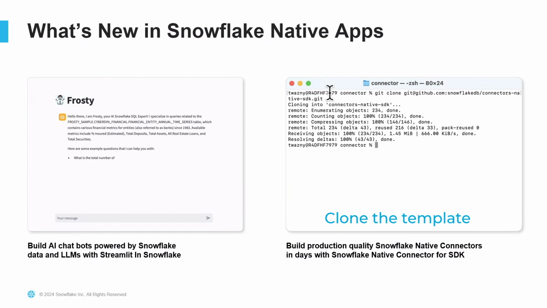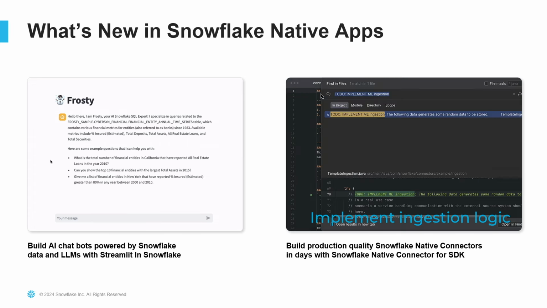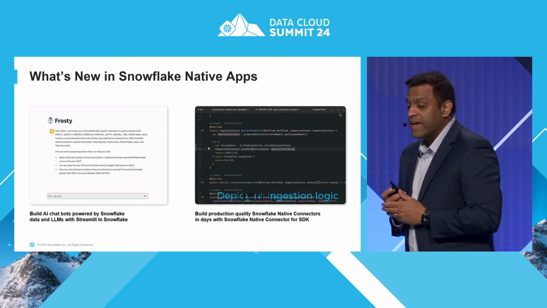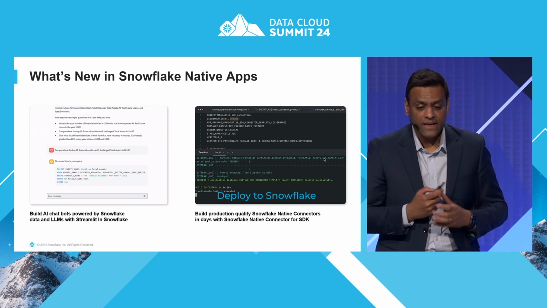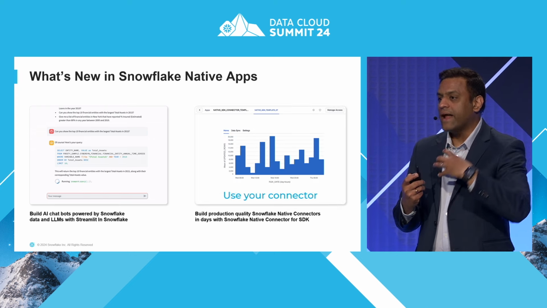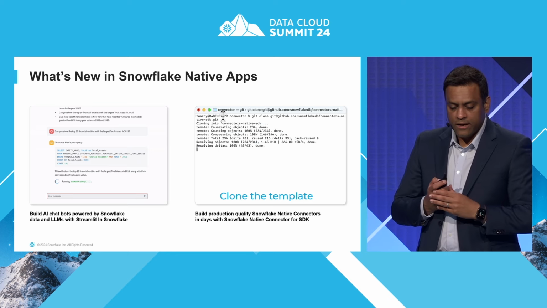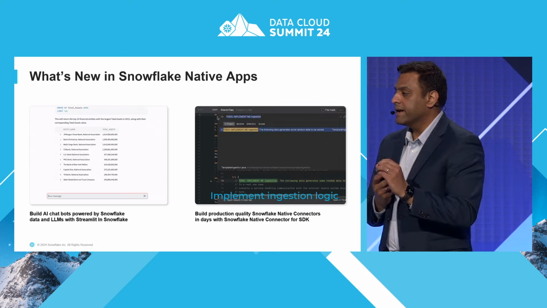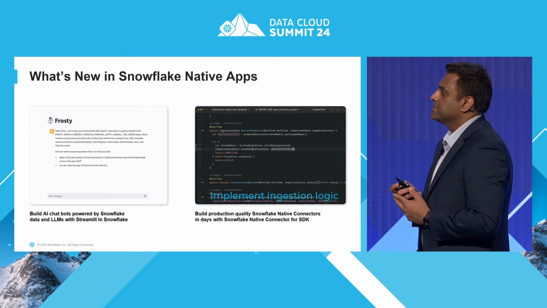What's new? So we have capabilities like ST-Chat, obviously Cortex, that allows you to build AI chatbots. We have Snowflake Native Connectors. One of the common use cases that we see with native apps is our customers want to build ETL connectors to popular data sources to bring their data into Snowflake. And we are very excited to share that the Snowflake Native Connectors are available. The SDK for building connectors is available. So it becomes super easy for you to build these connectors.